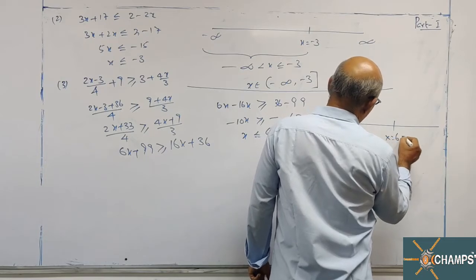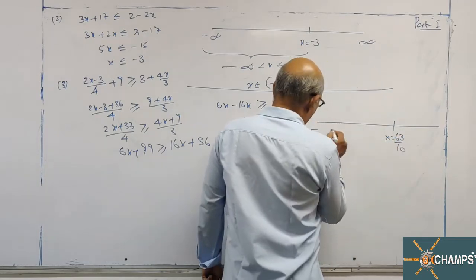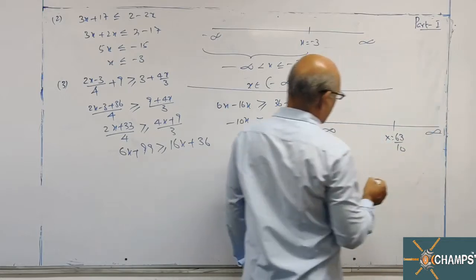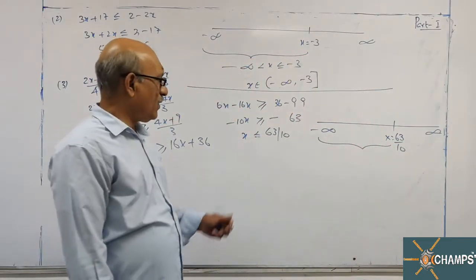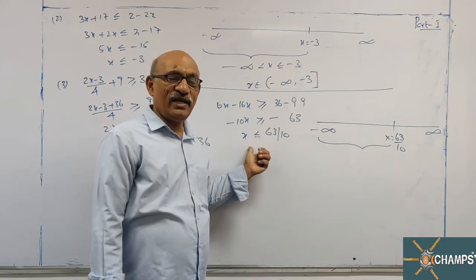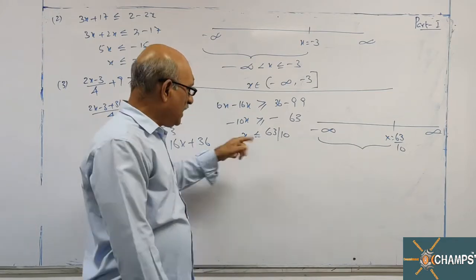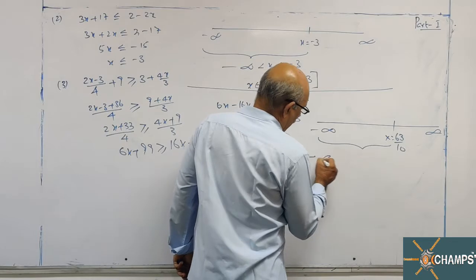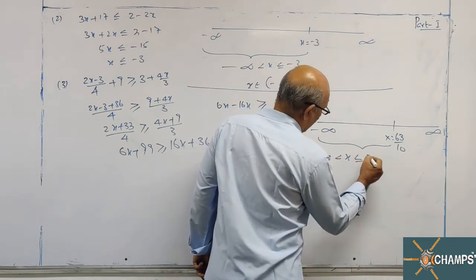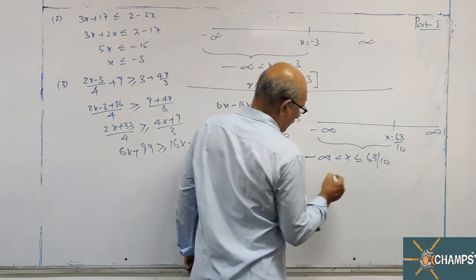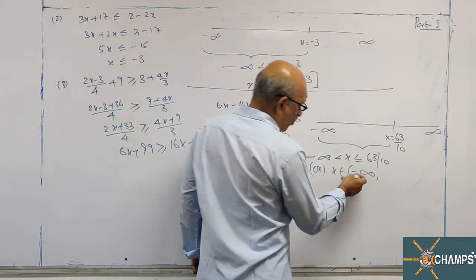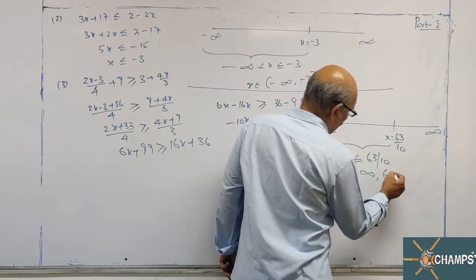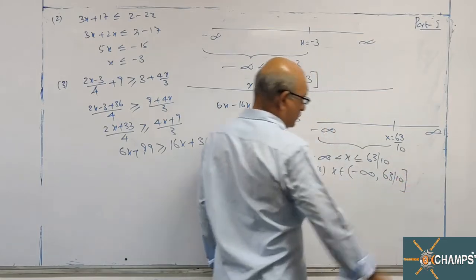This is x equal to 63 by 10, minus infinity, plus infinity. Every time I am writing the interval, I will see whether the inequality sign has an equal to or not. Here it is equal to. So minus infinity less than x, x less than or equal to 63 by 10. Or x belongs to open minus infinity, closed 63 by 10.